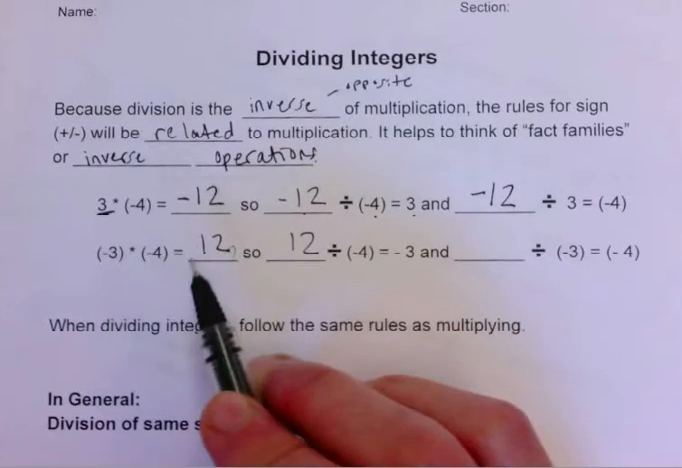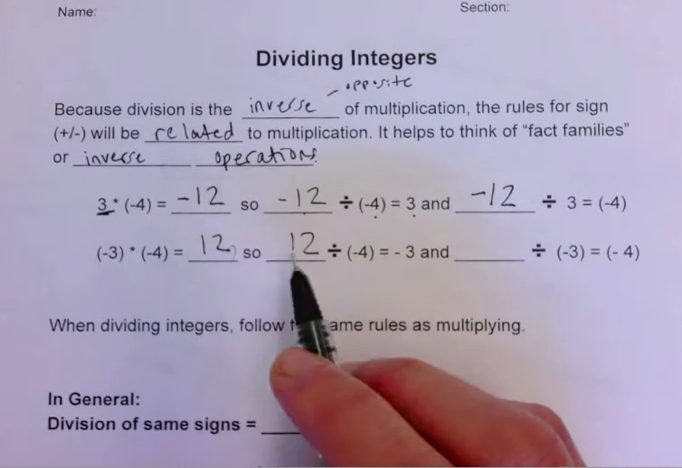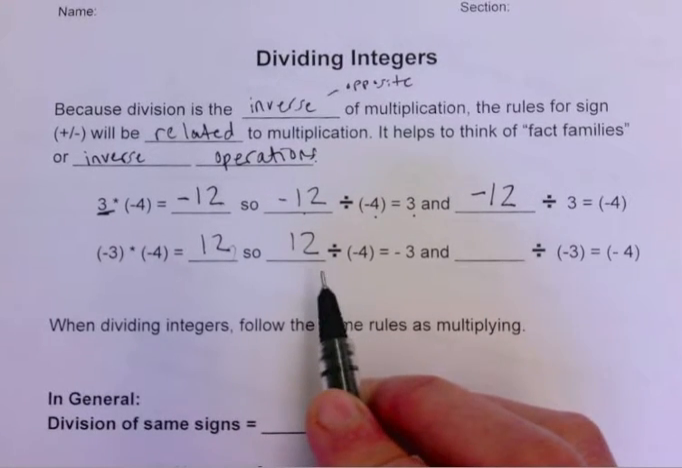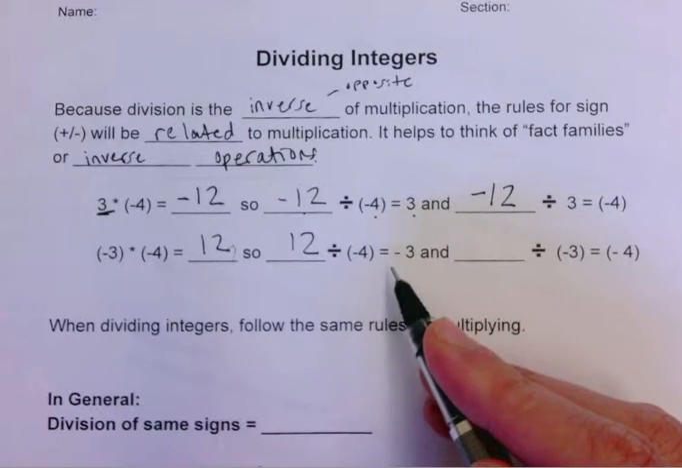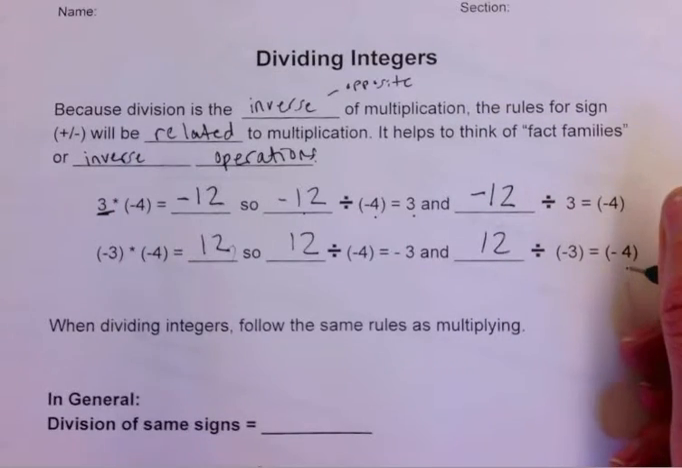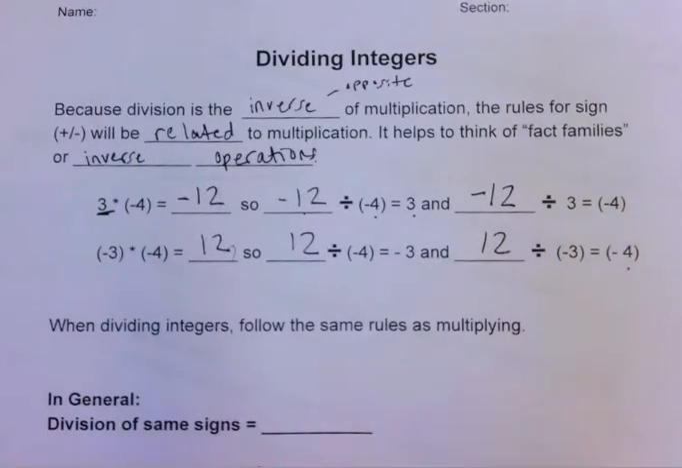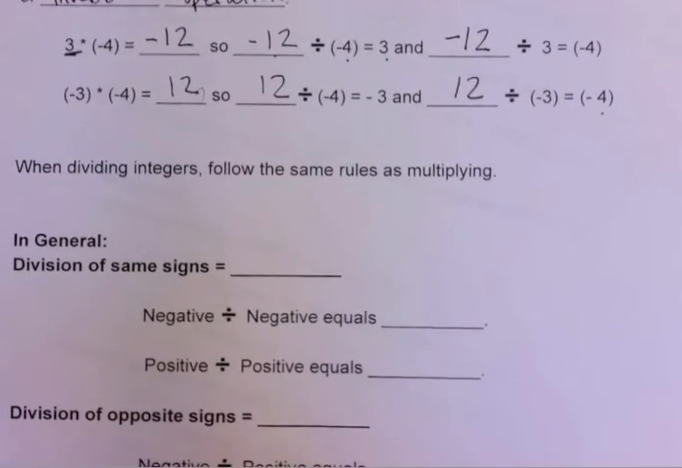And when we think about the inverse operations of a division problem, we can think more clearly about what the result of a division equation will be. So 12 divided by negative 4 equals negative 3. 12 divided by negative 3 will also equal negative 4. So when dividing integers, follow the same rules as multiplying.